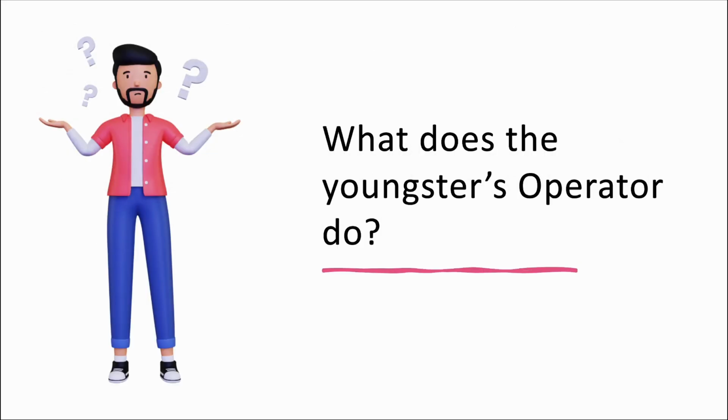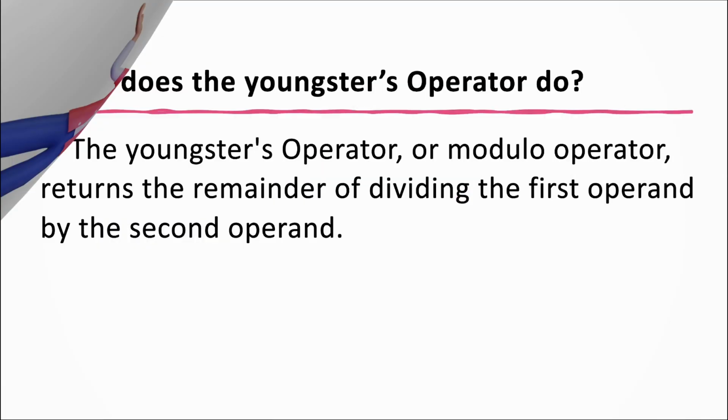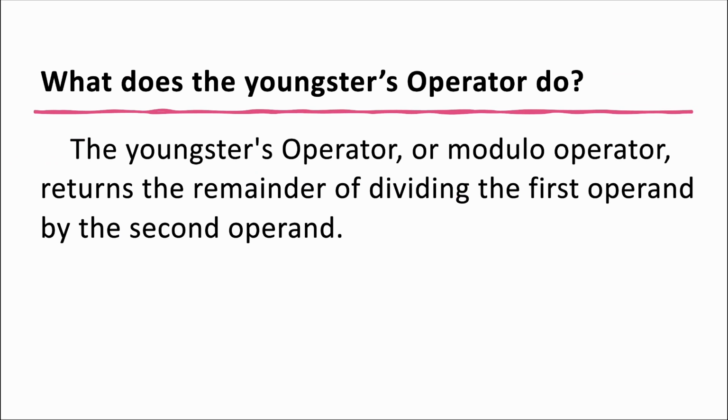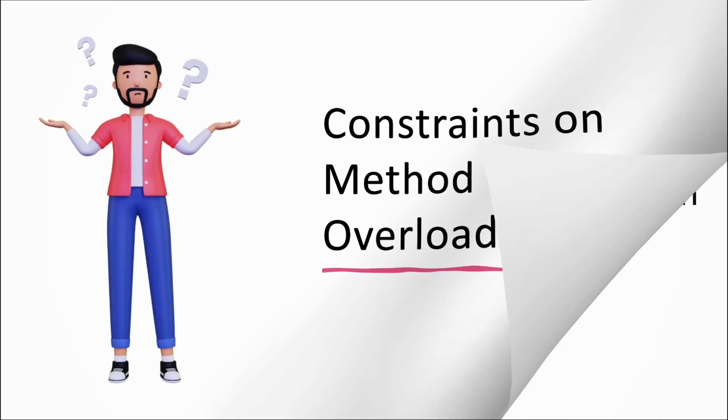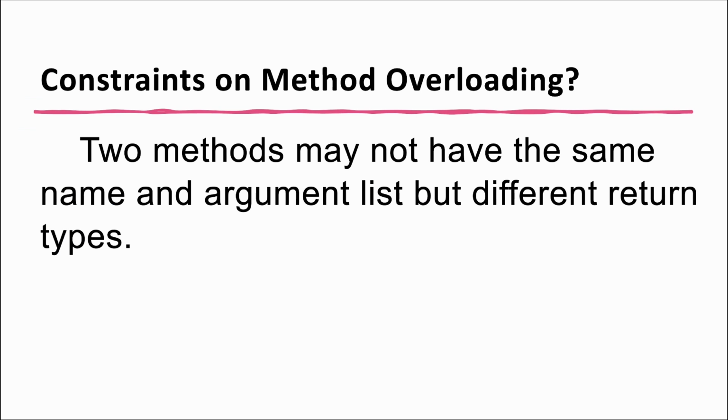Next question is, what does the percent operator do? Answer is, the percent operator, or modulo operator, returns the remainder of dividing the first operand by the second operand. Next question is, constraints on method overloading? Answer is, two methods may not have the same name and argument list but different return types.